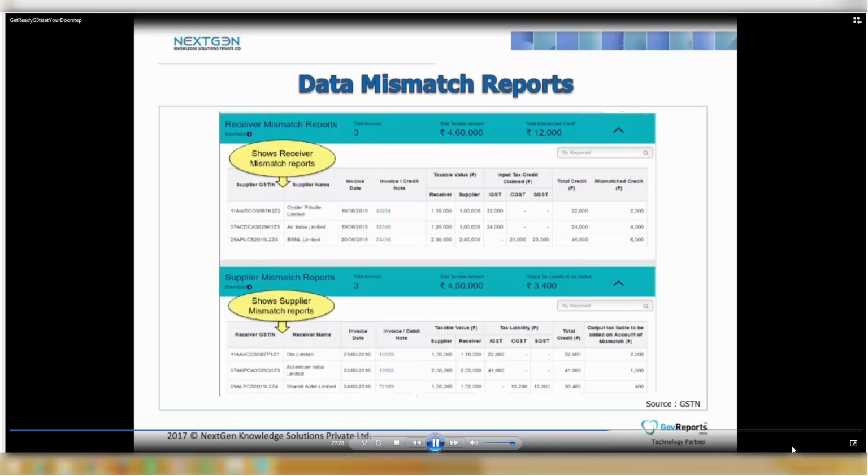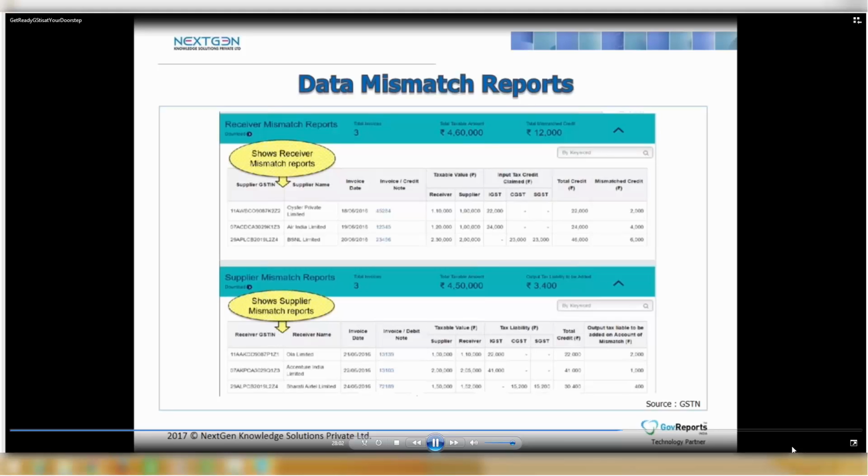Now, when you click on this arrow on the right hand side, you can drill down this information to invoice level. So you'll get the detailed information of the receiver's mismatch report and supplier's mismatch report. In the receiver's mismatch report, you can see the total invoices are 3. The total taxable amount is 4,60,000 and the total mismatch credit is rupees 12,000. So the breakup of these 3 invoices is available invoice wise, which you can see on your screen.